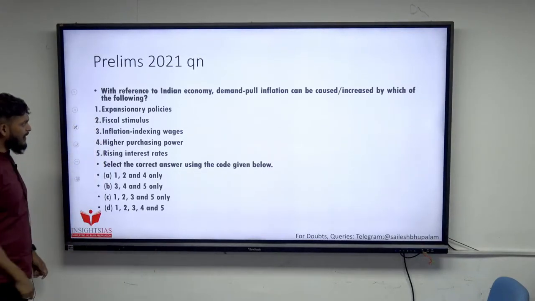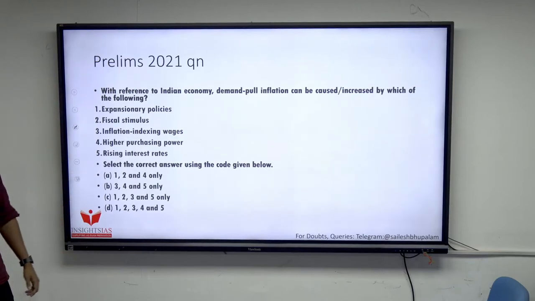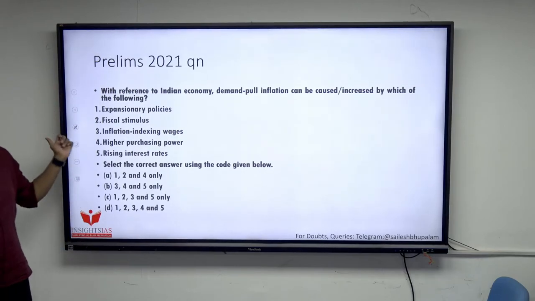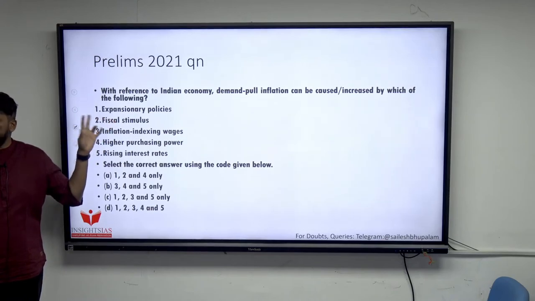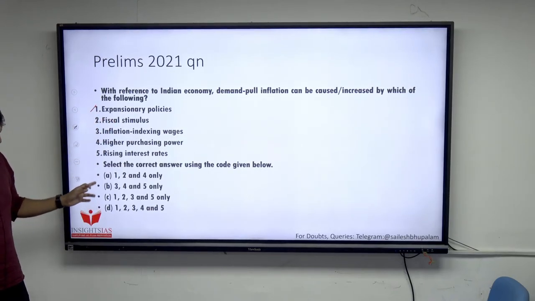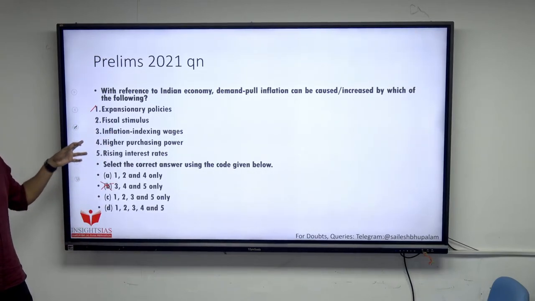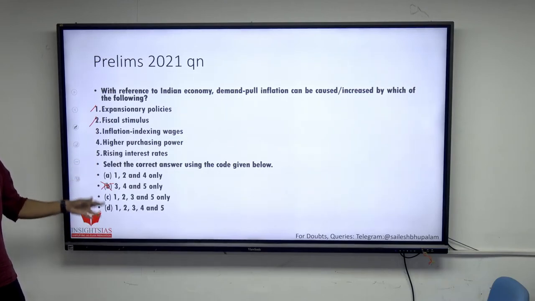Then look at this question. UPSC 2021: with reference to the Indian economy, demand-pull inflation can be caused or increased by which of the following? Can expansionary policy cause demand-pull inflation or not? Yes. If one is true, which one can you eliminate? Fiscal stimulus is also actually expansion only, it is another word for it. If two is true, which one can you eliminate?